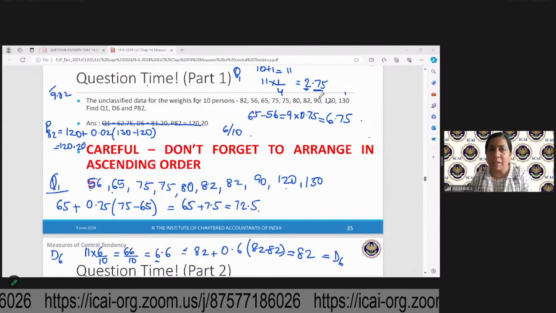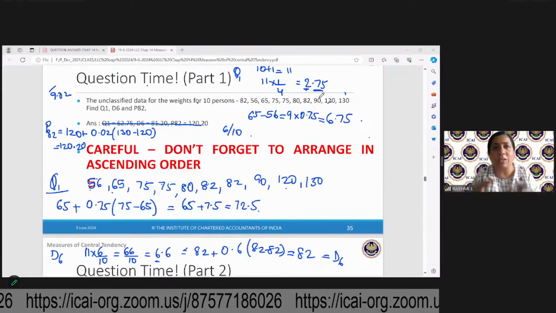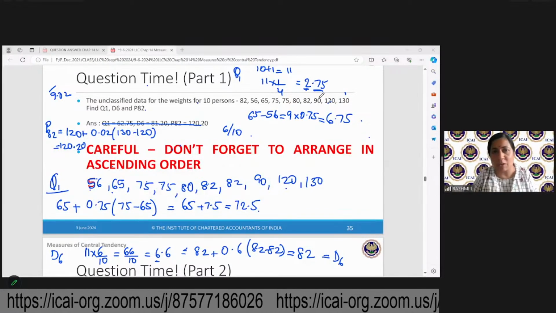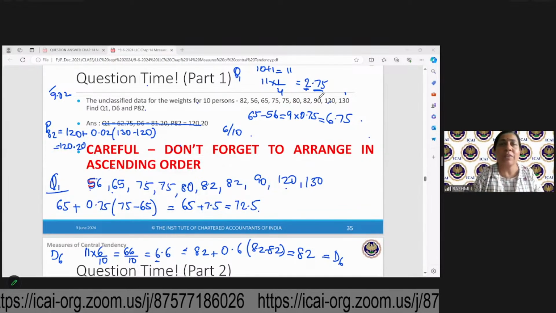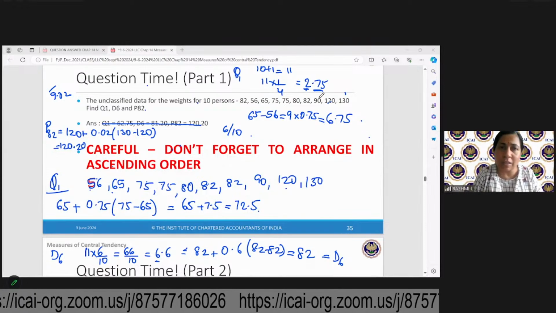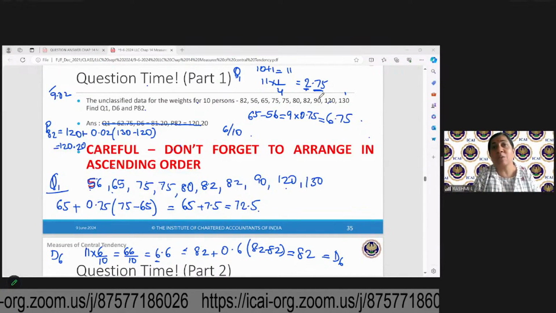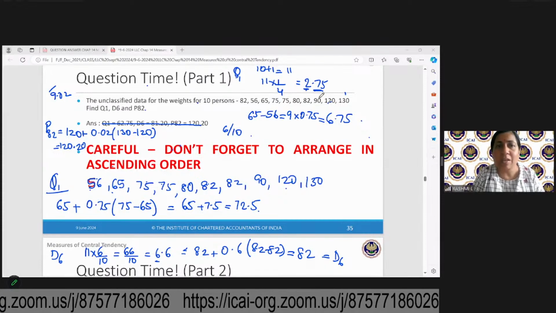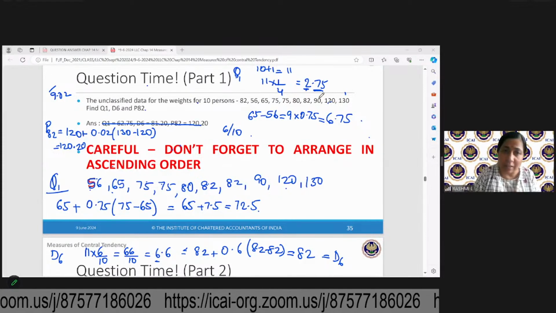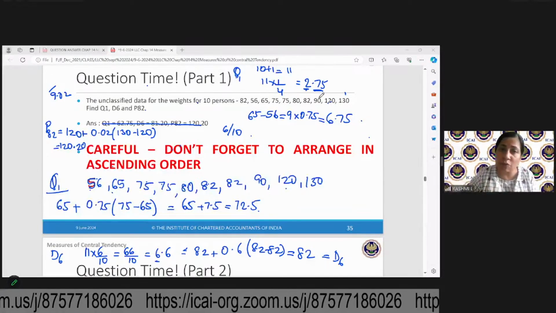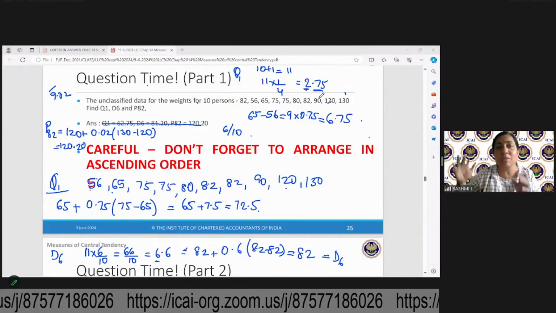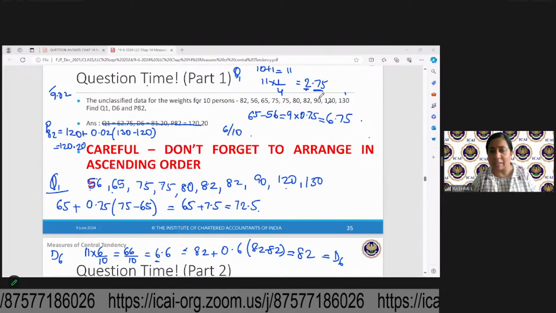So 11 into, suppose I'm calculating Q3, 11 into 3 by 4. 11 into 3 by 4 is 33 upon 4, which is 8.25. That means I have to take the 8th number and add 0.25 multiplied by the difference between the 8th number and the 9th number. Okay.